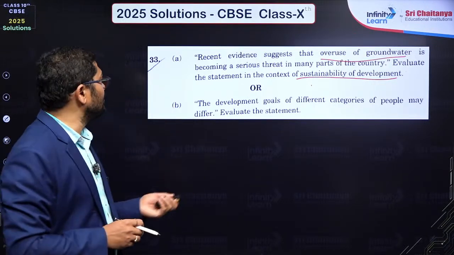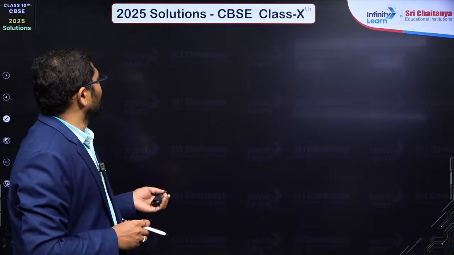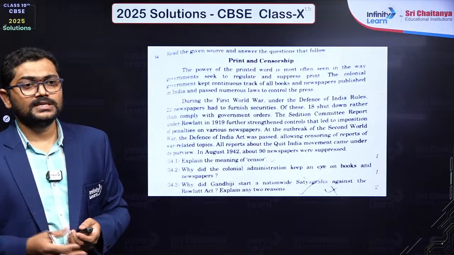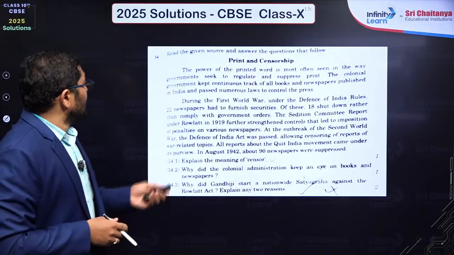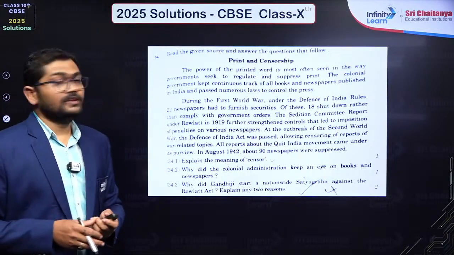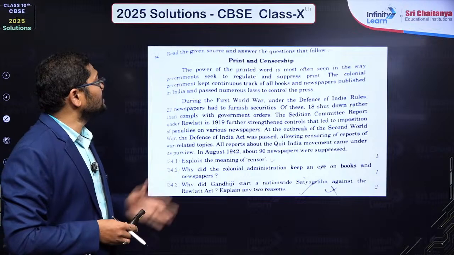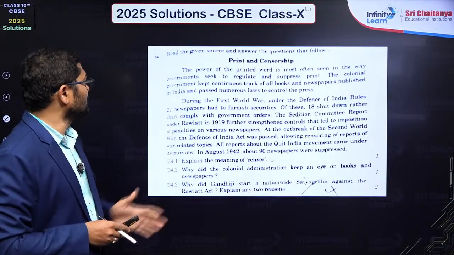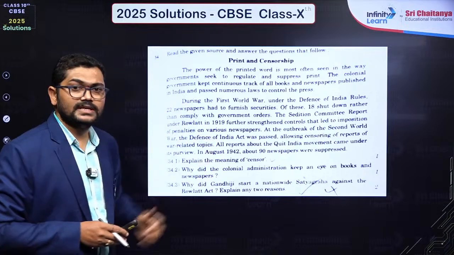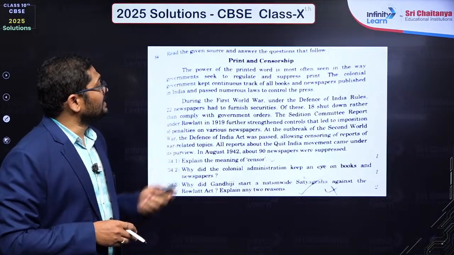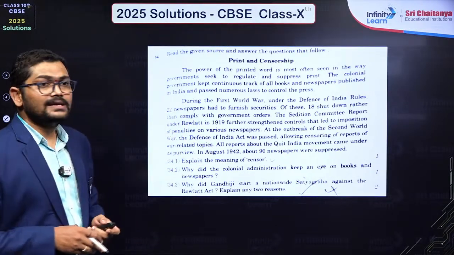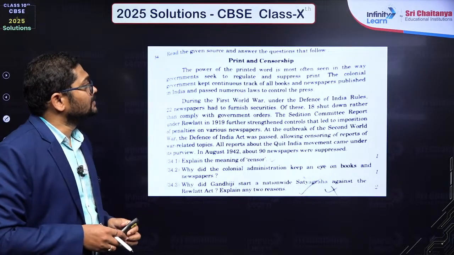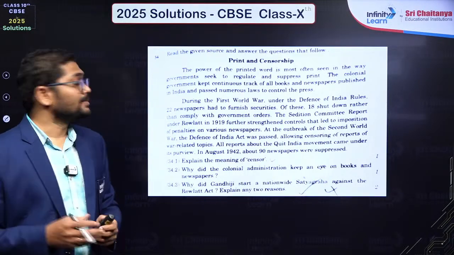We are done with the 5 markers and now we are moving to the source based or case based questions. The first among them, question number 34: read the given source and answer the questions that follow. The source has the heading Print and Censorship, so it is coming from the print culture chapter, history, chapter number 5.